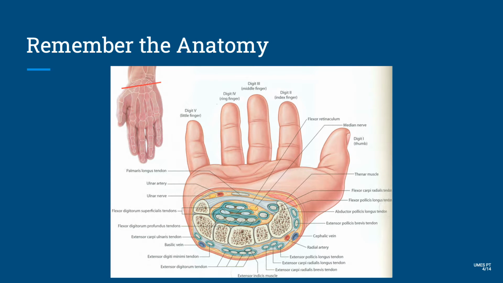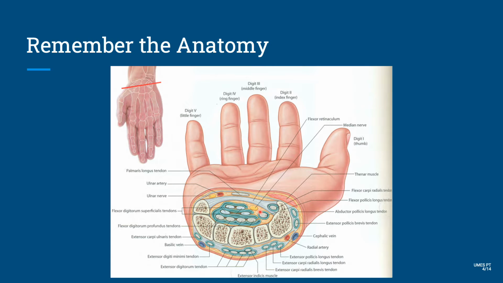So always remember your anatomy. You have the flexor digitorum profundus. Those are right here, pretty deep. You have the flexor digitorum superficialis tendons superficial to that. You're going to have the median nerve right here, very superficial in the carpal tunnel. And then you have the flexor pollicis longus.